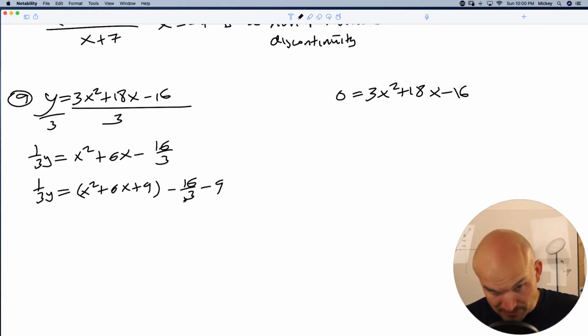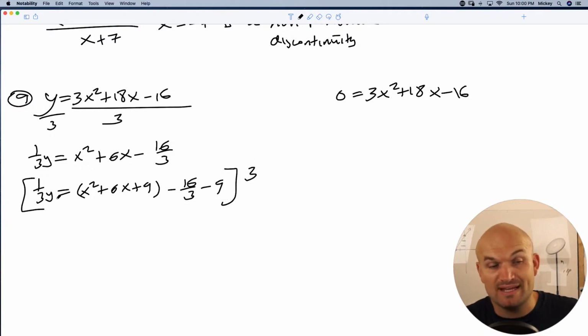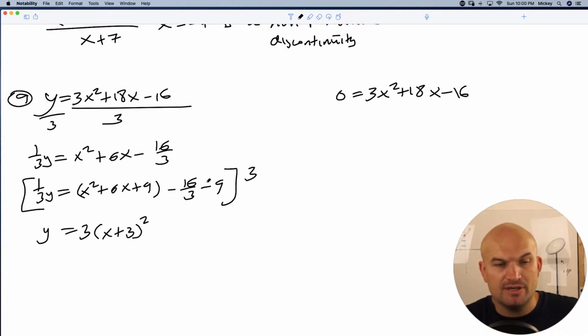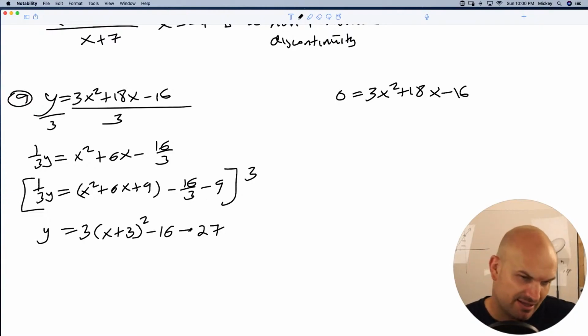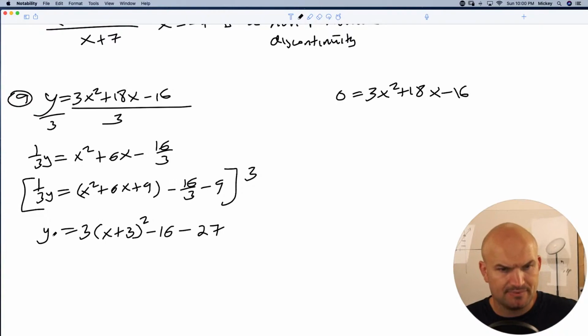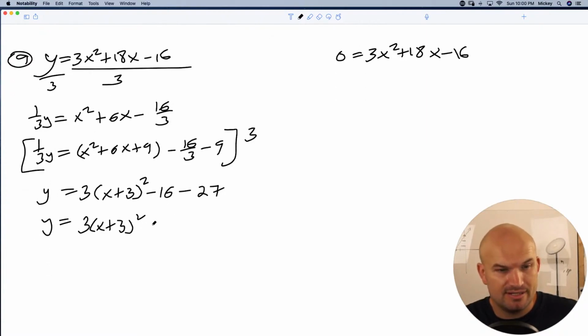Now, I do not really want to subtract 16/3 minus 9. So what I'm going to do is multiply everything by 3 again. That's going to get rid of that. I have a 3. I can simplify this to 3 times x plus 3 quantity squared, right? That's factored form. The 3 times the 16/3 becomes a negative 16. And then this becomes a negative 27, right? So you're multiplying the 3 times everything. And then therefore you'd have a negative, what, 43? Y equals 3 times x plus 3 squared. And hopefully you guys, math geniuses out there, are confirming that I did that one correct, hopefully.